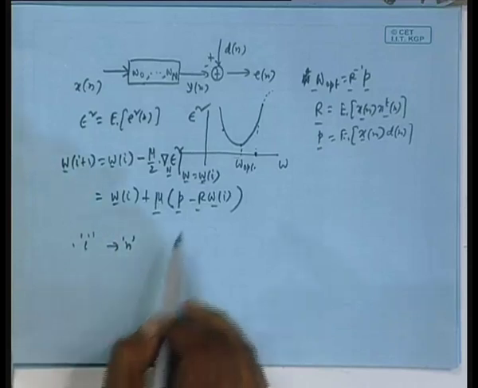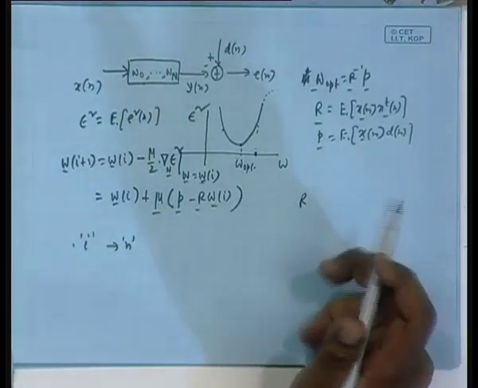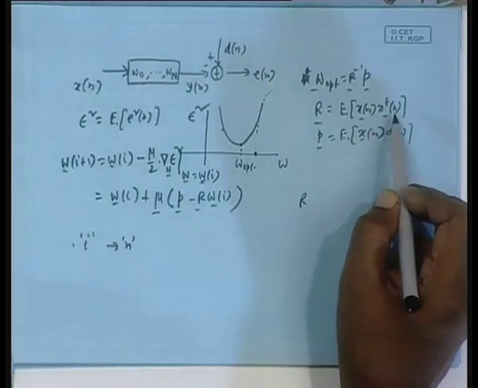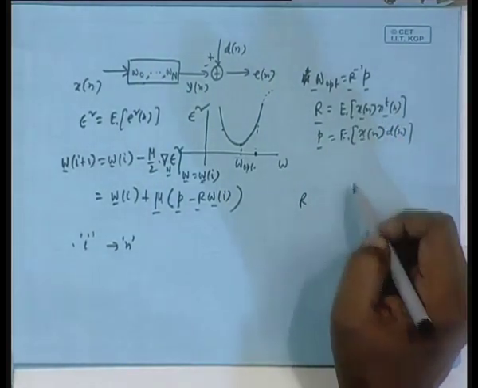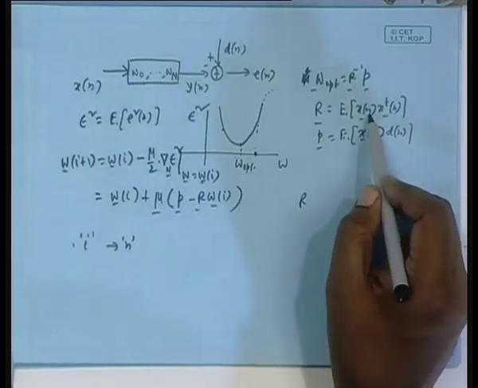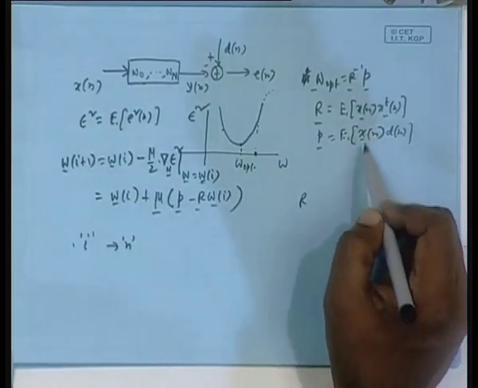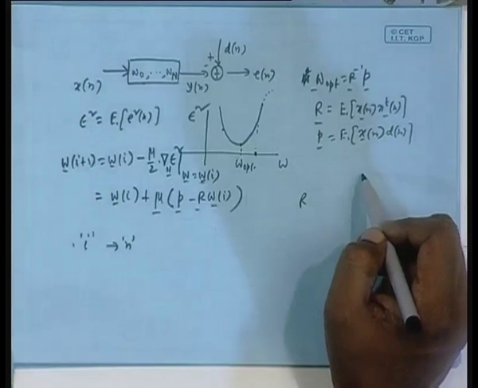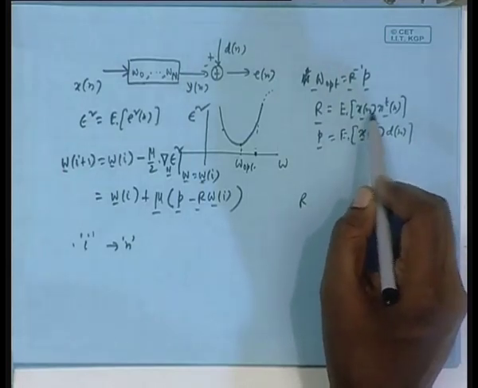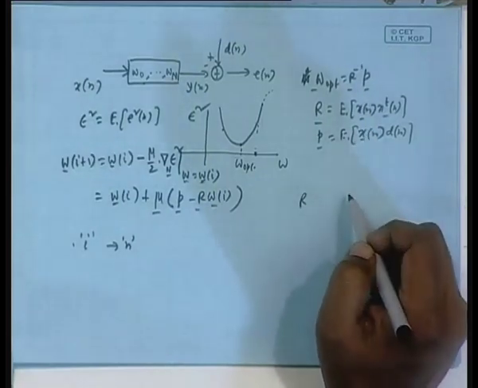Then I said that R and P, normally what is R? After all, if you want to estimate R, what is R? R is the expected value of x n into x transpose n. So, you should take one x n vector multiplied by x transpose n. What is the x n vector? It starts at x n, then x n minus 1, x n minus 2, up to x n minus capital N. The x n minus 1 vector will start at x n minus 1, x n minus 2, up to x n minus capital N minus 1, and so on and so forth.